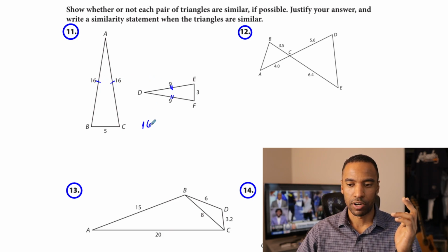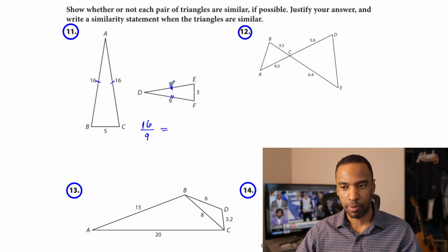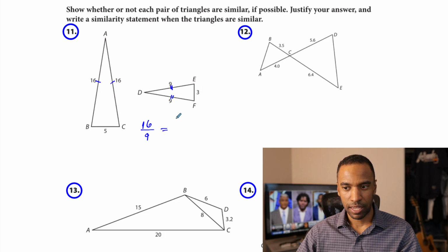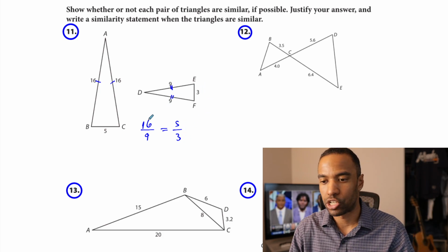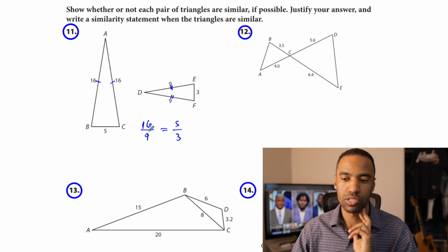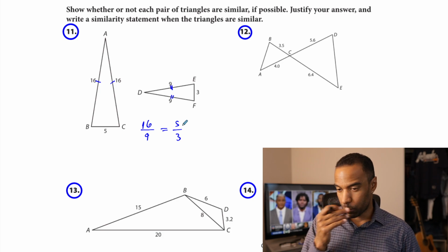Let's check 16 over 9 against the base lengths. 16 in the big one, 9 in the small. 5 in the big, 3 in the small. Does it equal 5/3? Well, let's try to reduce the fraction. I can't reduce that, though. 16 over 9 does not reduce. 5/3 does not reduce. I think we're stuck.